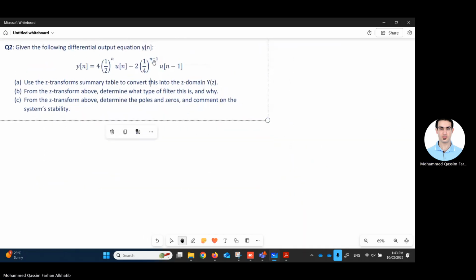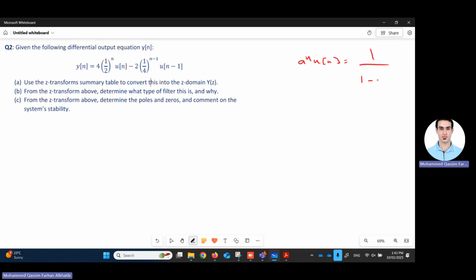All right. Okay, so in Z transform, a to the power n, u of n, becomes 1 over 1 minus a z negative 1. So the first one is going to be 4 over 1 minus 0.5 z negative 1. What about this one here? Okay, what do we see here? Shift. So we have shifting in time domain. Shift in time domain, x of n minus n naught.